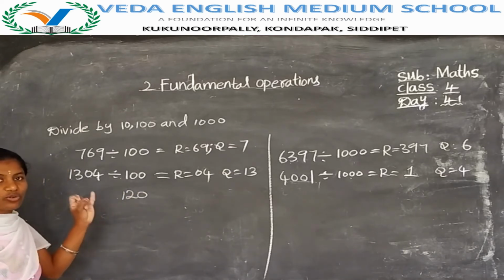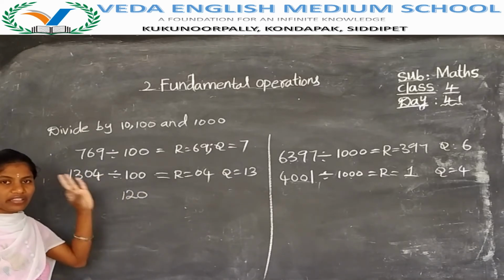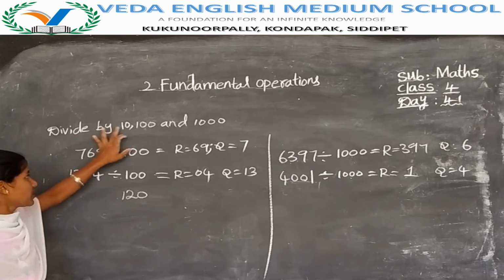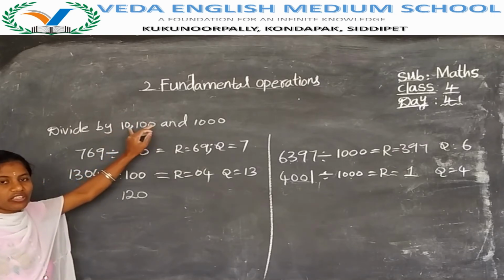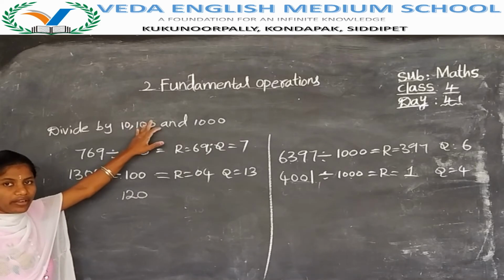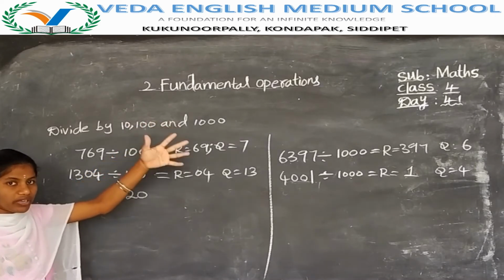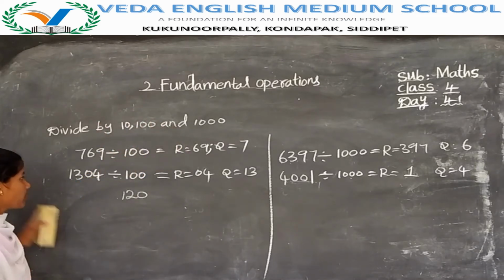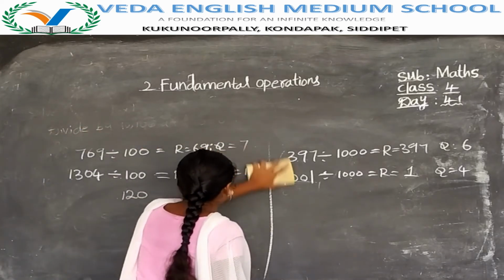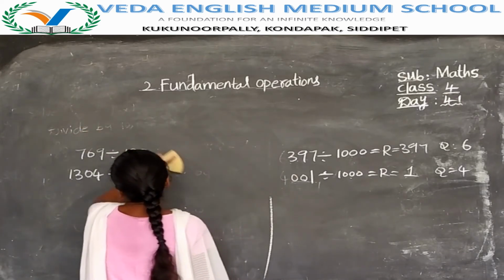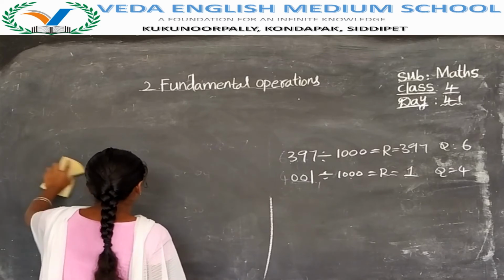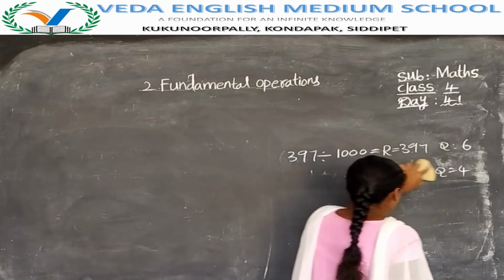Only the divisor is 10, 100 and 1000. Dividing by a number, just I said here 10, 100 and 1000. If you have 10, how to divide? If you have 100, how to divide? If you have 1000, how to divide? So our exercise 2.11 is based on this only. So I will explain some problems. Remaining problems you have to complete. Here you have to write the answer directly.